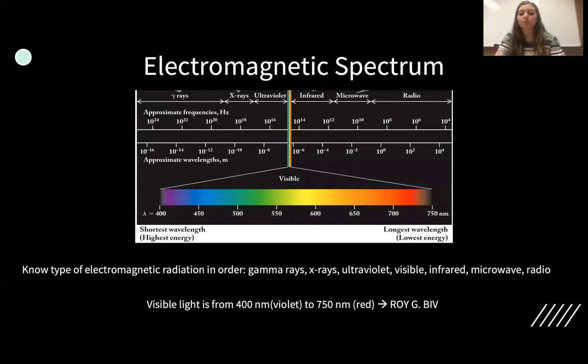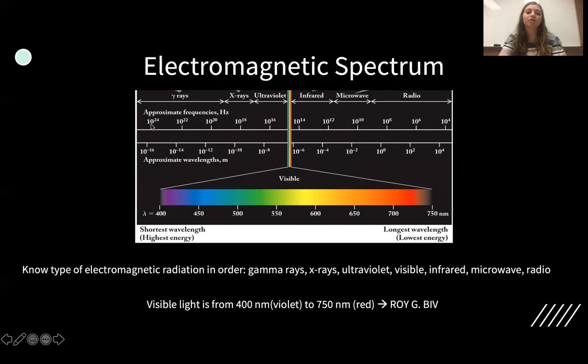Remember that all electromagnetic radiation travels at the speed of light, but the wavelength and frequency determine which kind of electromagnetic radiation it is. On the left here are gamma rays with the highest energy, highest frequency, and lowest wavelength. On the opposite side are radio waves with the lowest energy, lowest frequency, and highest wavelength.